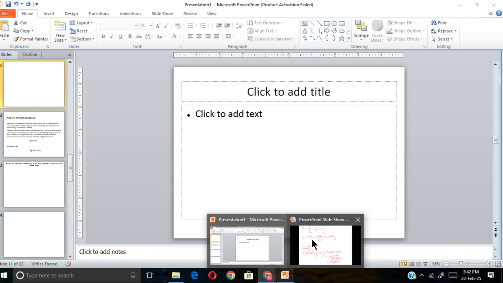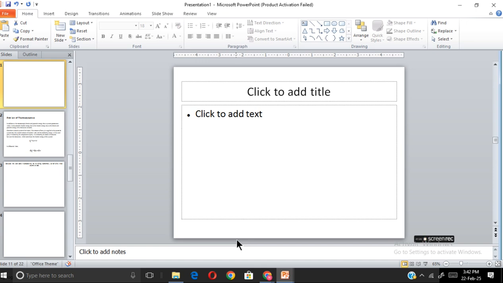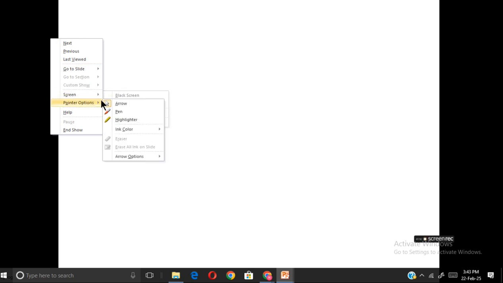So I basically introduced three new terms. The first one was the virtual temperature. We use virtual temperature in the case of a moist parcel in order to retain the value of R_D in the ideal gas equation. So T_v is given as T into 1 plus e by p into 1 minus epsilon.